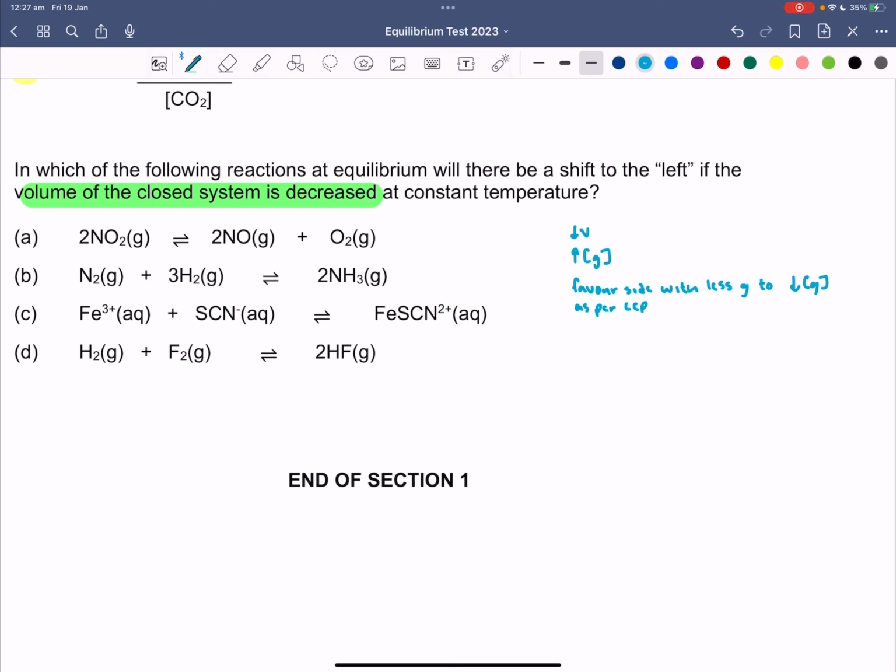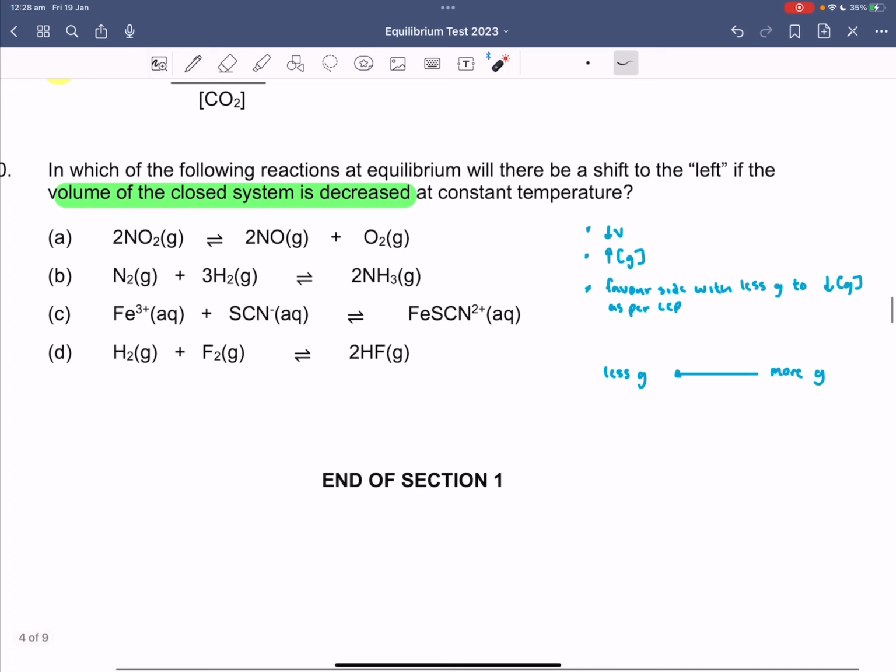So the question is asking which one will there be a shift to the left. So we're looking for any option where the left side has less gas species. We want there to be less gas species on this side and more gas species on the right side. We want something that shifts to the left, so therefore where more gas turns into less gas. So we already have a winner with option A.